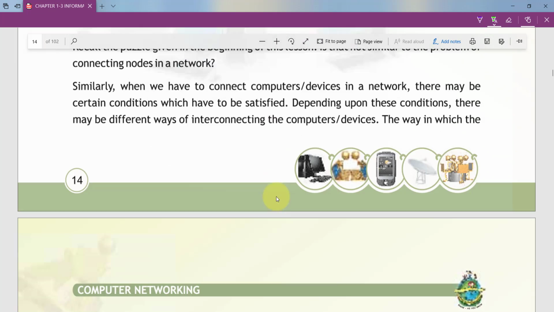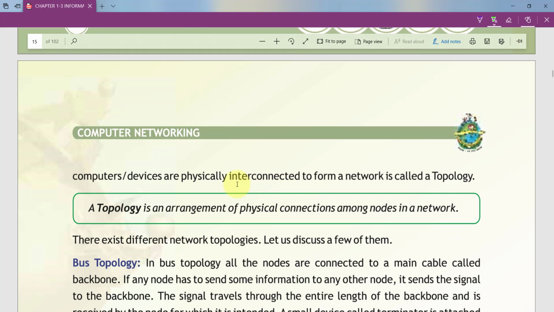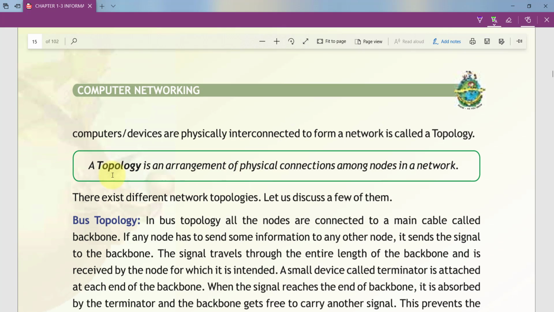Now let us understand network topology, and you also note down the definition of topology. What is topology? First you understand this. A topology is an arrangement of physical connections among nodes in a network. So this is the definition.